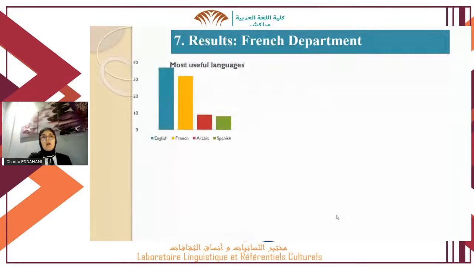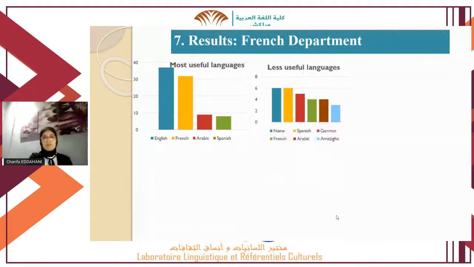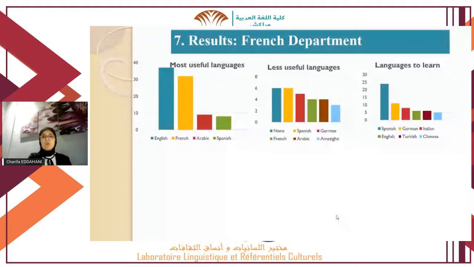For students of the French department, the most useful languages are English and French. The less useful known, they say, are Spanish and German. The languages they would like to learn are Spanish and German. So they think they are less useful, but they like these two languages and they want to study them.